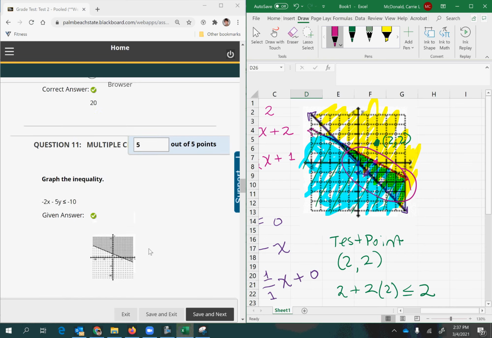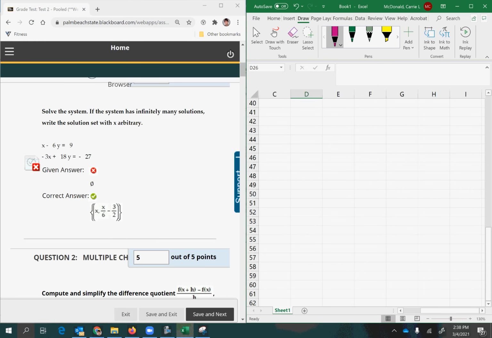Okay, and there was one other question that we didn't talk about yet. This part, we have x minus 6y is equal to 9. Then we have negative 3x plus 18y is equal to negative 27. It says solve the system. If the system has infinitely many solutions, write the solution set with x arbitrary. Okay, so let's use the elimination method. The addition method is what it's called.